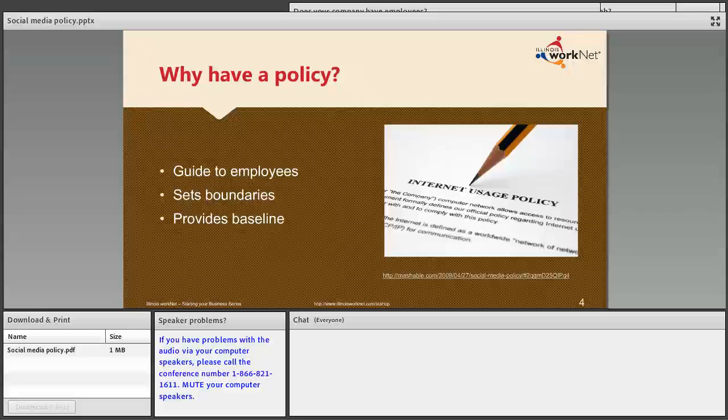So what this does is it provides a guide for your employees. It sets boundaries. What can they do? What can't they do? And it helps you by establishing a baseline for the employees in your company.